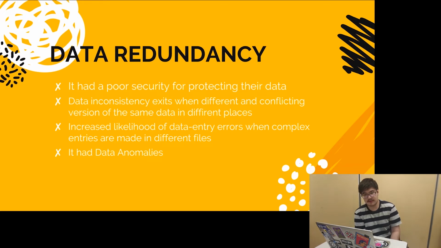The second one, data redundancy. Data redundancy is data that is duplicated. It has disadvantages, of course. The first, it has poor security for protecting the data. Data inconsistency exists when there are different and conflicting versions of the same data in different places. There is an increased likelihood of data entry errors when complex entries are made in different files. And it also has data anomalies.